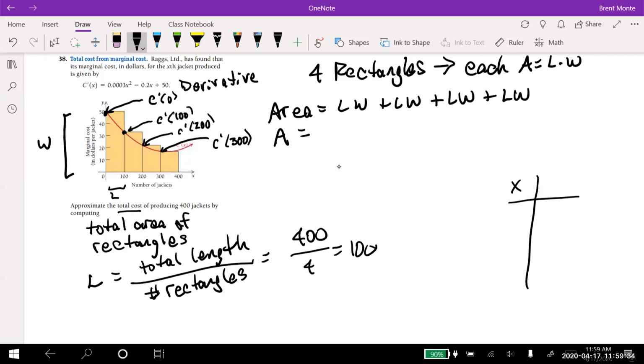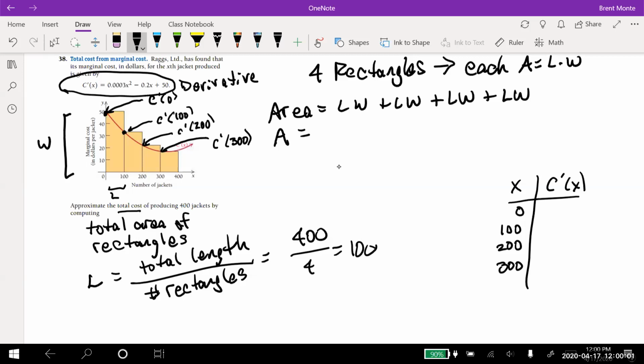And I'm going to plug it in and find out what C prime of x is. And remember, we already have, so I'm not going to write it down here, C prime of x in the original problem. I'm circling it. That's my formula for C prime of x. So I'm going to plug in 0, 100, 200, and 300 to get the various values of C prime.